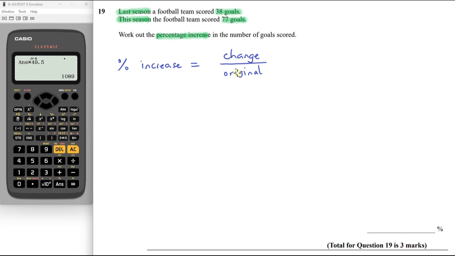That would be the increase as a fraction, but we need to give it as a percentage, so we just need to multiply our answer by 100. What is the change? The change is 77 minus 38. The original amount was 38, because they scored 38 goals last season. Then we multiply that by 100.